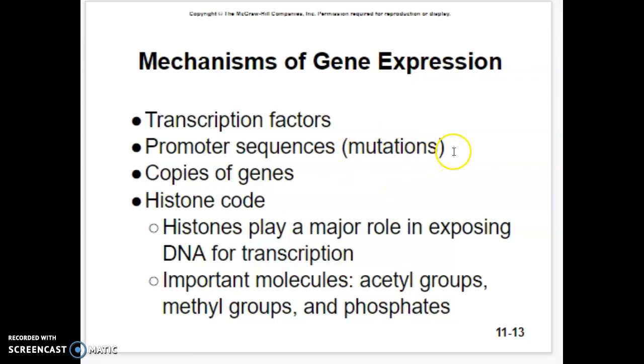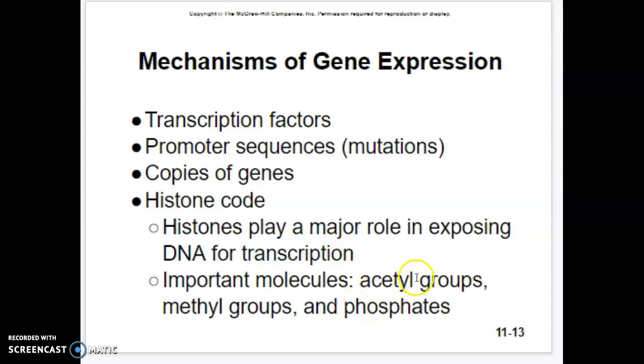If mutations occur in those things, we can actually have less made or even more made, depending upon what goes on. Copies of the genes: there are some genes we just have more copies of, so we're going to make more of them. The histone code is also important. Histones are the proteins that your DNA is wrapped around, and depending upon how they're wrapped on that histone, they'll be displayed for easy transcription.